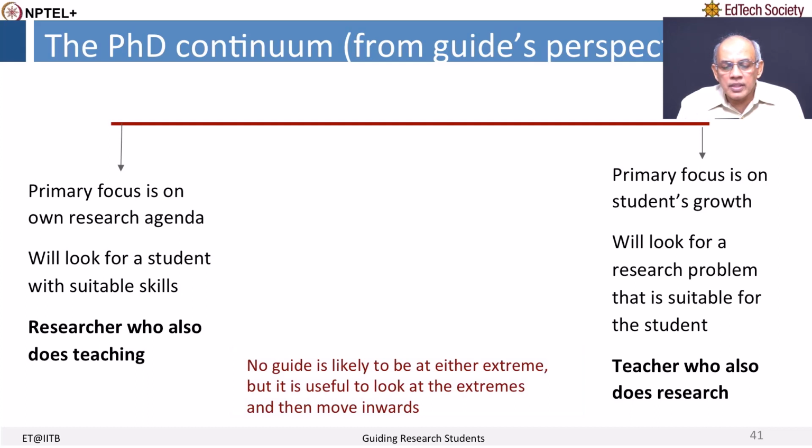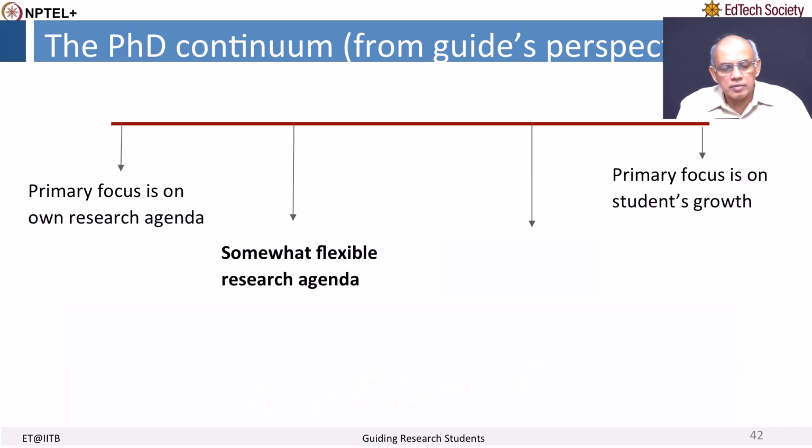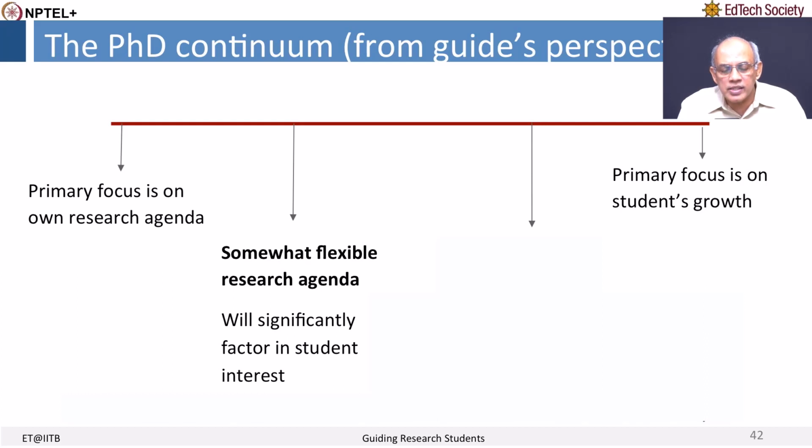And it is to be noted that no guide is likely to be at either extreme. As you saw even from your own responses to what your guide's position was, no one is likely to be at an extreme, but it is useful to look at the extremes and then move inwards. So what are the other points? There are two other points. One could be a somewhat flexible research agenda. It is more or less defined by the guide, but there is flexibility. So the guide will significantly factor in the student's interest.